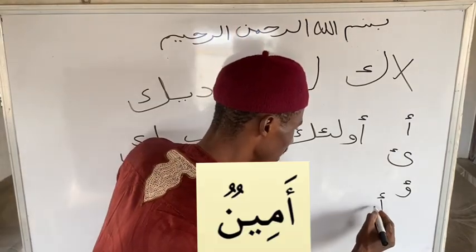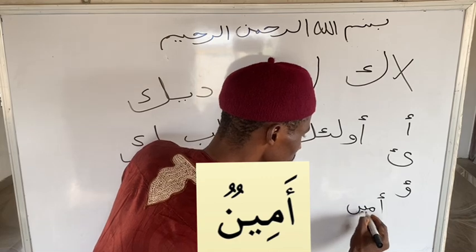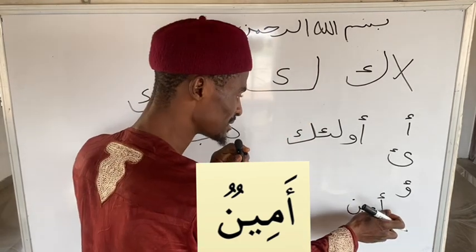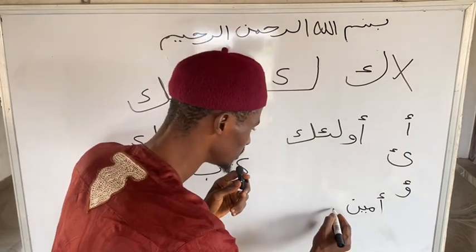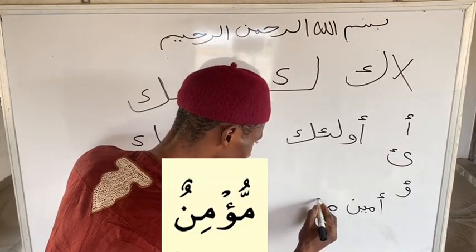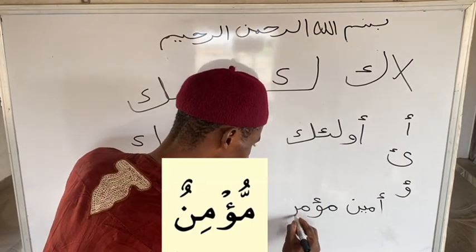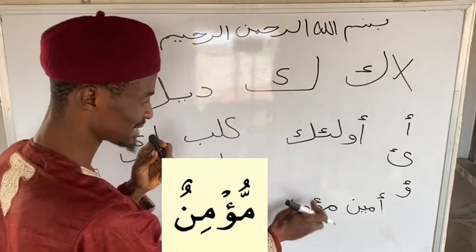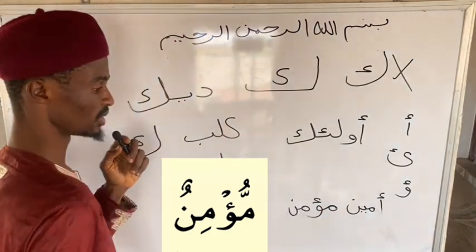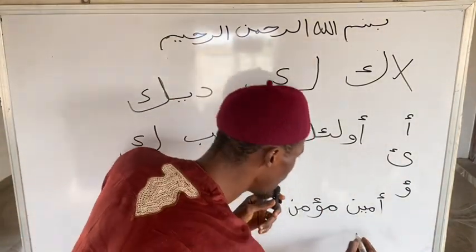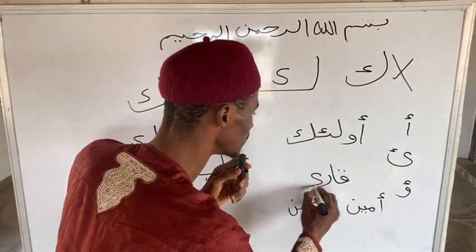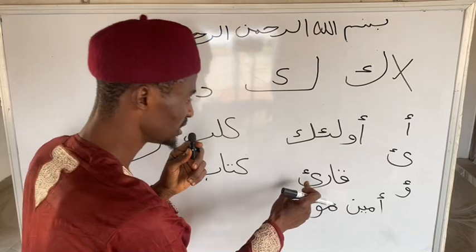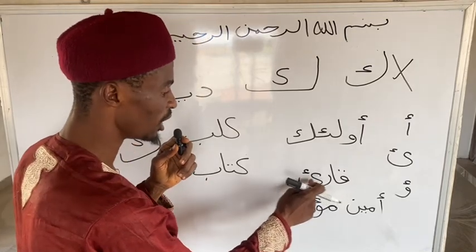Example, we say Amin. Hamza standing on alif. We have mu'min. Hamza standing on wa. Okay, we have qari'u. Just like we say qari'u. This is hamza standing on a ya.